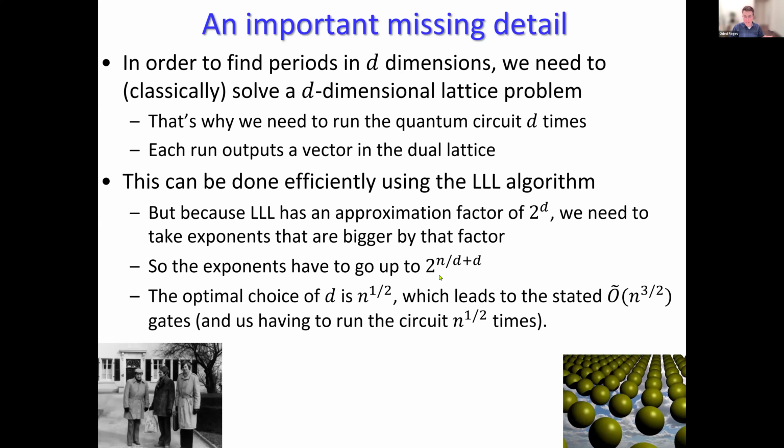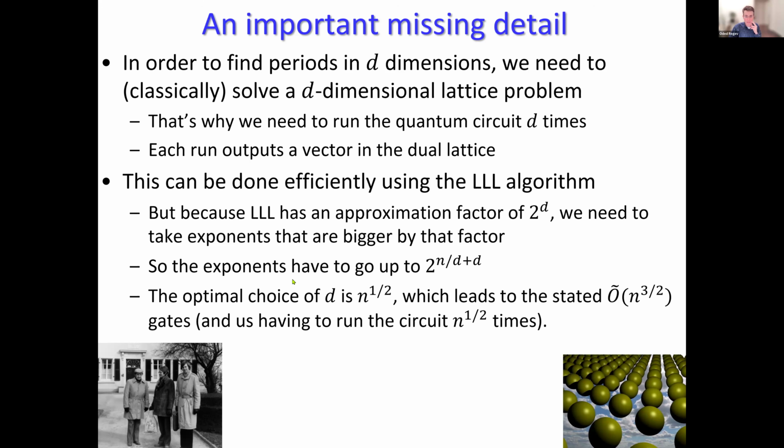And now you can finally see the trade-off, because if you look at this n over d plus d, okay, n over d is because we have to see the period, and d is because of the approximation factor. But if you look at this trade-off, you see, okay, I should really choose d, at least asymptotically, as square root n. And this leads to what I promised, the n to the 3/2 number of gates. And also leads to us having to run the circuit square root n times, because d is square root n.